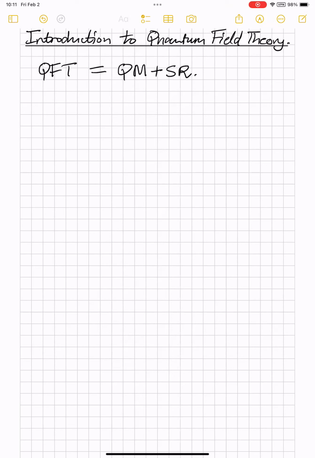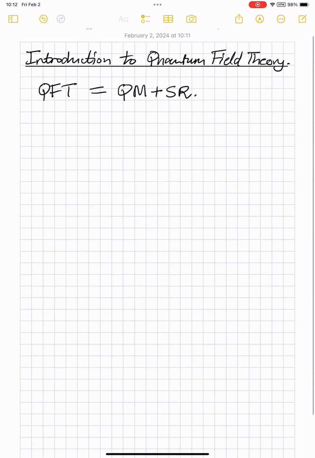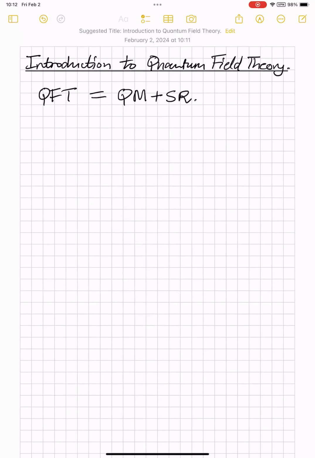Well, I think you've studied some special relativity before, and you know that the important thing here is Lorentz invariance. In special relativity, you do particle mechanics in a way that is consistent with Lorentz invariance. So when we say we're going to do quantum field theory, what we actually want to do is quantum mechanics in a way that is Lorentz invariant.